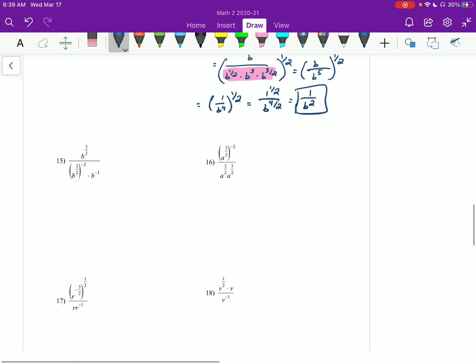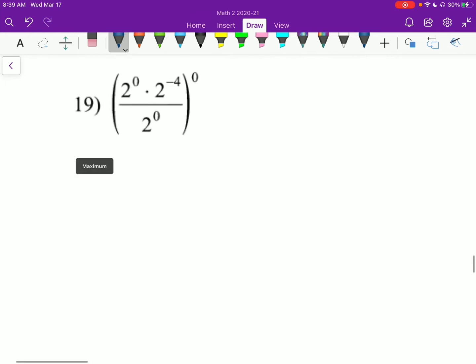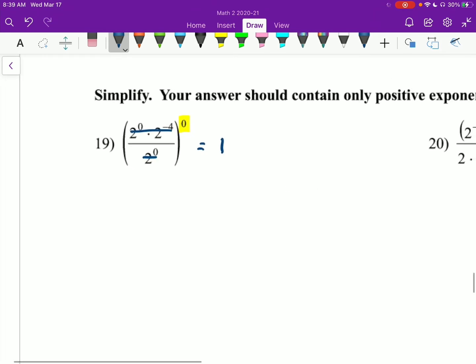Let's look at another one. Let's look at number 19. The thing to look at here is we've got a 0. Anything to the 0 is 1. So I don't care at all what's inside here. It could be anything, as long as it has that 0, so we have a 1 as the answer.